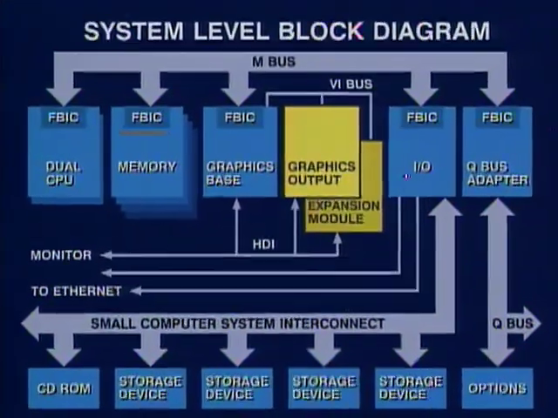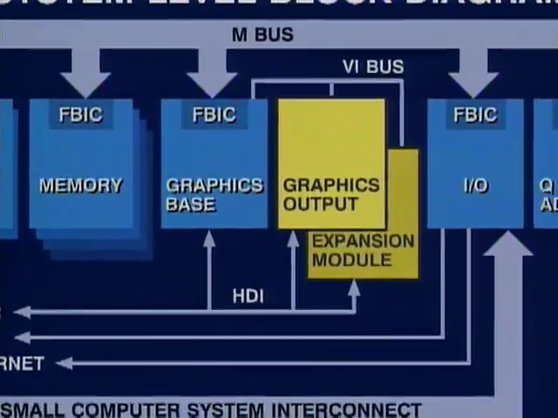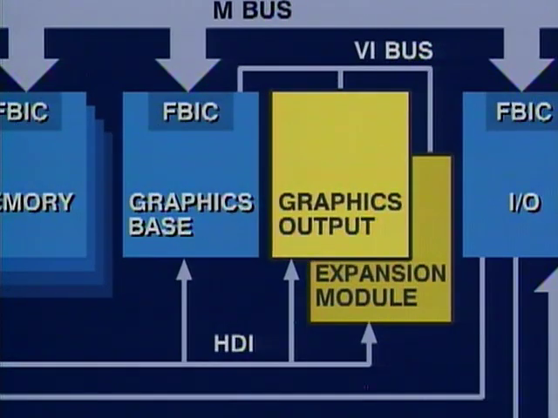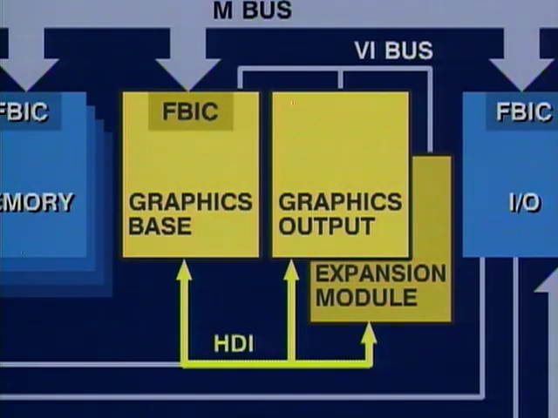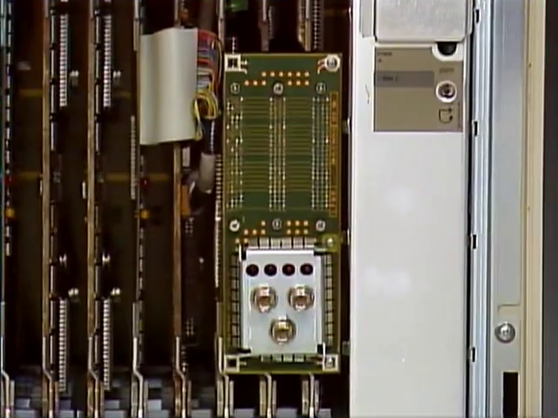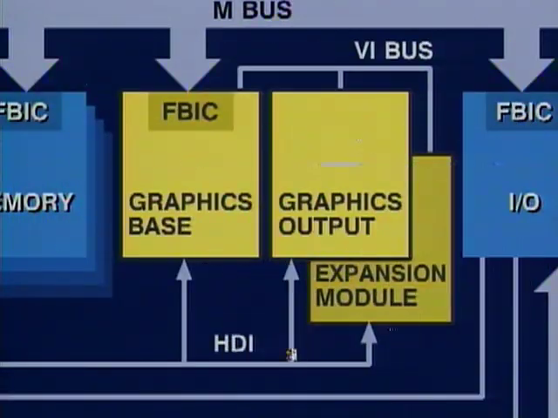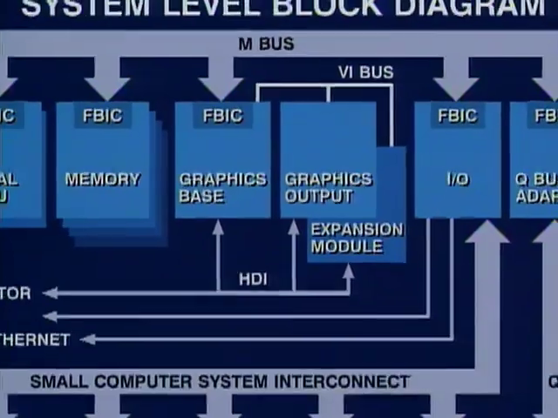The 8-plane graphics module and the optional 16-plane graphics expansion module signals are connected to the graphics base module through the High Density Interconnect, or HDI. This is also known as the graphics front plane because it connects the handle side or front of the modules. These same 3 modules also communicate through the backplane through the Video Interconnect, or VI bus.